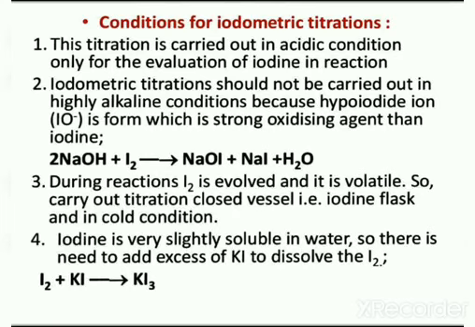Therefore, there are some conditions to execute the iodometric titrations. When you are doing the iodometric titration, this titration is carried out in acidic condition only for the evaluation of iodine in the reaction. And the titration should not be carried out in highly alkaline conditions, because hypoiodite ion, that is IO minus, is formed, which is a stronger oxidizing agent than iodine.